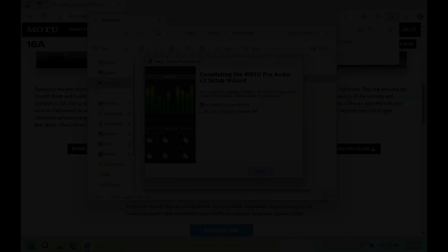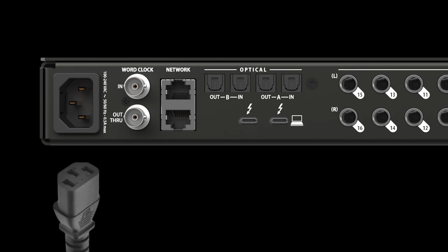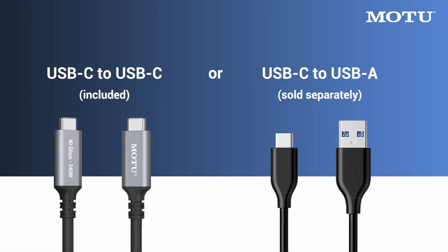After your computer restarts, connect the power cord to the 16A. Then, connect the 16A to the computer with the appropriate USB cable. If your PC has USB-C ports, use the included USB-C to C cable. If it has USB-A ports, use a USB-3 certified USB-C to USB-A cable, which is sold separately. After connecting the USB cable, power on the 16A.